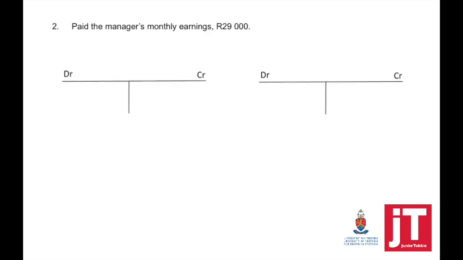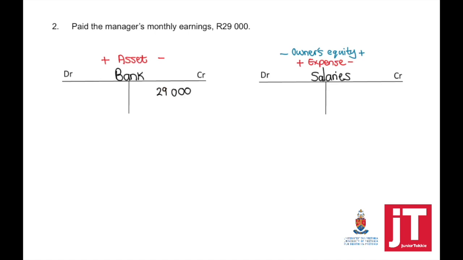Transaction number 2, paid the manager's monthly earnings, 29,000. The two accounts involved are bank and salaries. When we make payments, bank will always be involved. When the business receives money, bank will always be involved. Can you see that bank can be used as a basis to work from? Because now you should know, bank is classified as an asset, plus minus, salaries is an expense, plus minus. But we need to show what effect it will have on the owner's equity. So if the business makes a payment, bank is always credited. Now we just apply the double entry principle. Every credit, there's a debit.